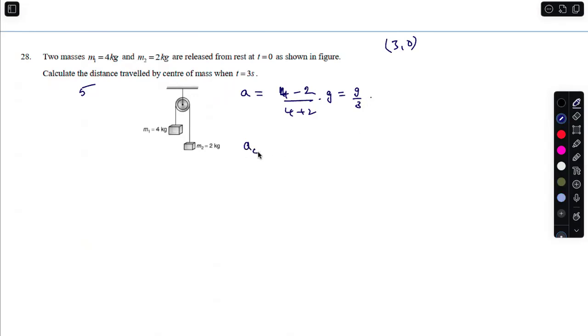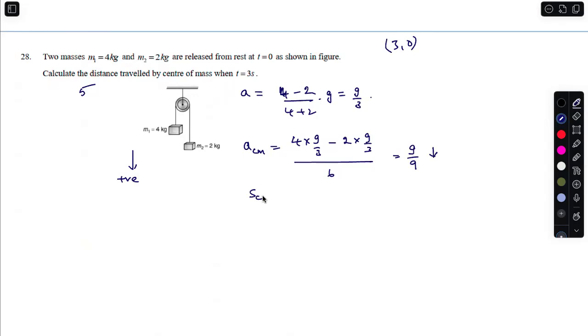What is the acceleration of the center of mass? Let us take the downward direction as positive for a while. The acceleration of the center of mass is (4 times g by 3 minus 2 times g by 3) by 6. This becomes 2 by 3 g, which is nothing but g by 9, and positive means downwards.